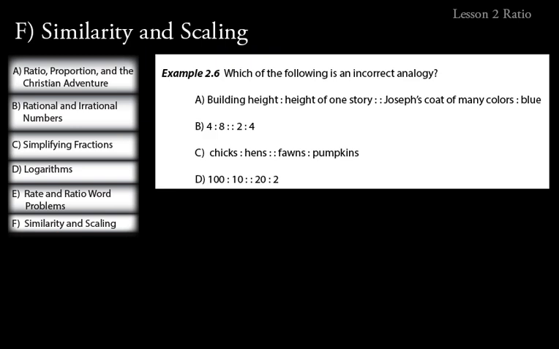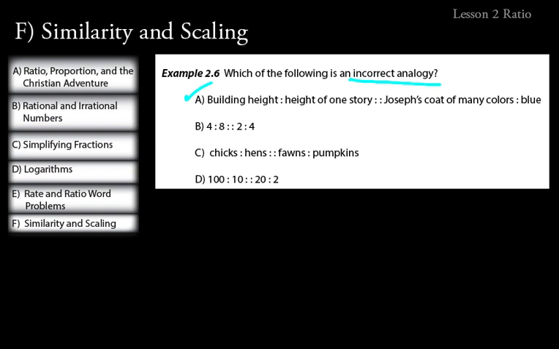So let's finish up here in part F and look at example 2.6 with an analogy. Which of the following is an incorrect analogy? Let's just read these and think them through. A: A building's height to the height of 1 story is like Joseph's coat of many colors to the color blue. So what's the idea here? It's like one piece of a larger piece, right? So one piece of a larger puzzle. Both sides describe that, so that one's okay.